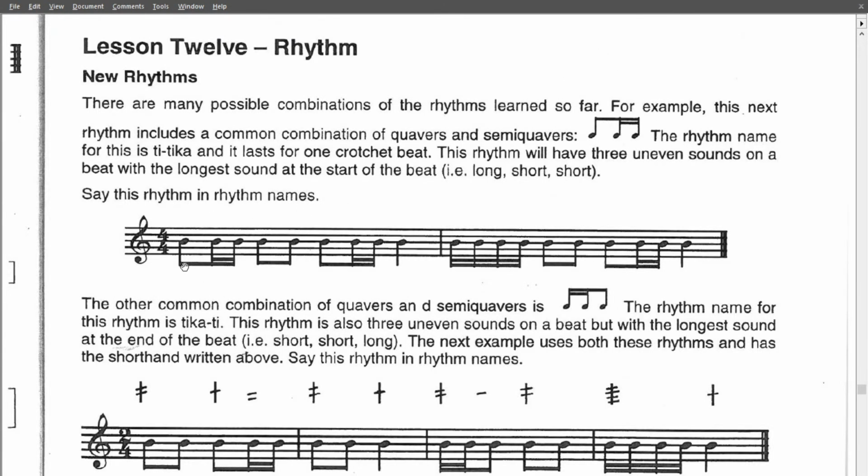So here is an example of a rhythm that uses ti-ti-ka here. I'll say it to you now using rhythm syllables. Ti-ti-ka ti, ti, ti-ti-ka ta. Ti-ka ti-ka ti, ti, ti-ti-ka ta. I'll now play that to you using claves so you can hear how it sounds in this context. 1, 2, 3, 4.